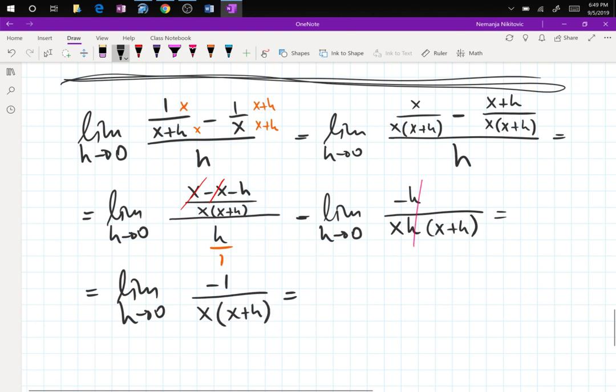When h goes to 0, right? Now you can plug in 0 for h, because it's not going to make the denominator 0. When you plug in 0 for h, you get negative 1 over x squared.